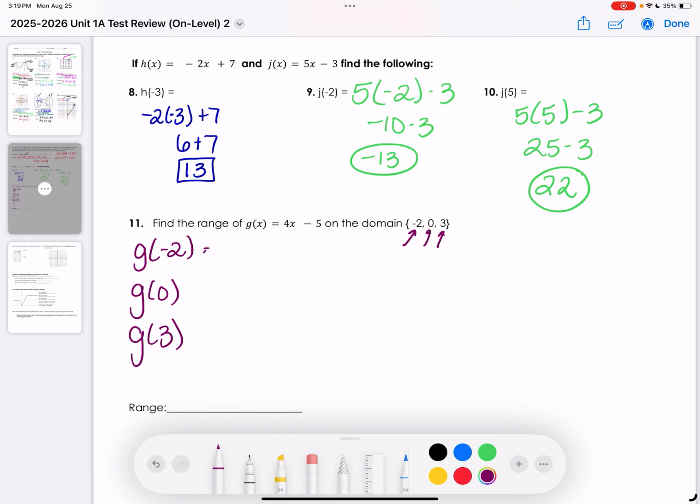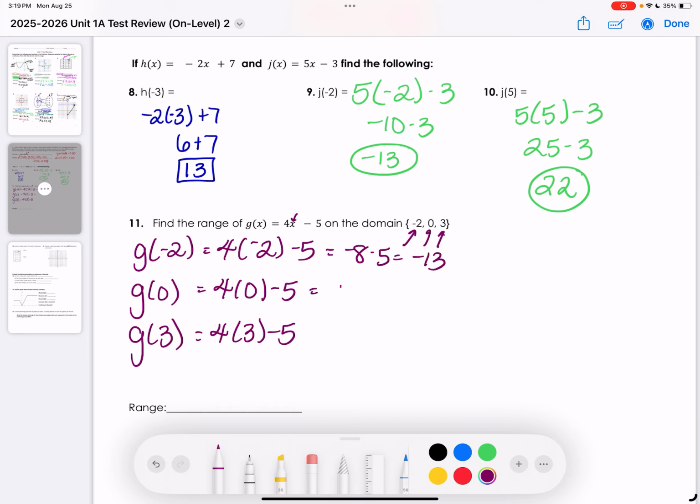Okay, so I'm going to plug in each one of these into the x value right here. So 4 times negative 2 minus 5, 4 times 0 minus 5, 4 times 3 minus 5. Okay, first one is negative 8 minus 5 gives me negative 13. 0 minus 5 gives me negative 5. And 12 minus 5 gives me 7. So you're going to want to order these least to greatest. So the smallest number is negative 13, and then negative 5, and the biggest number I have is 7.